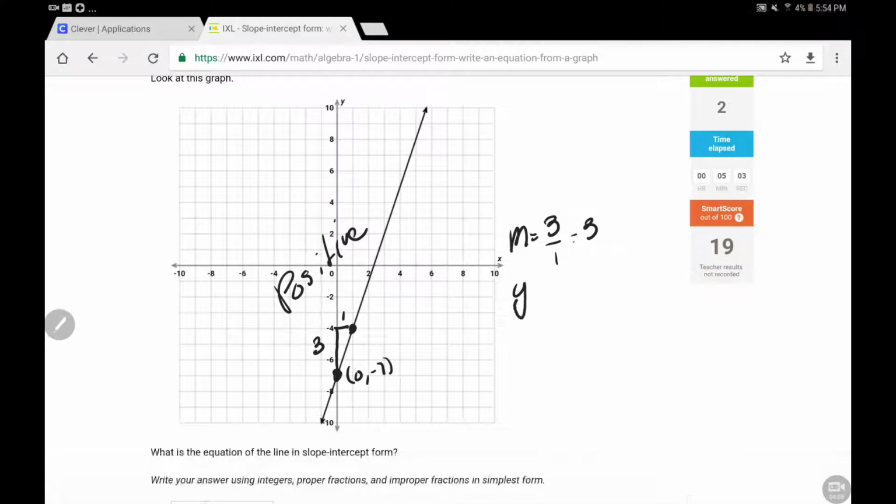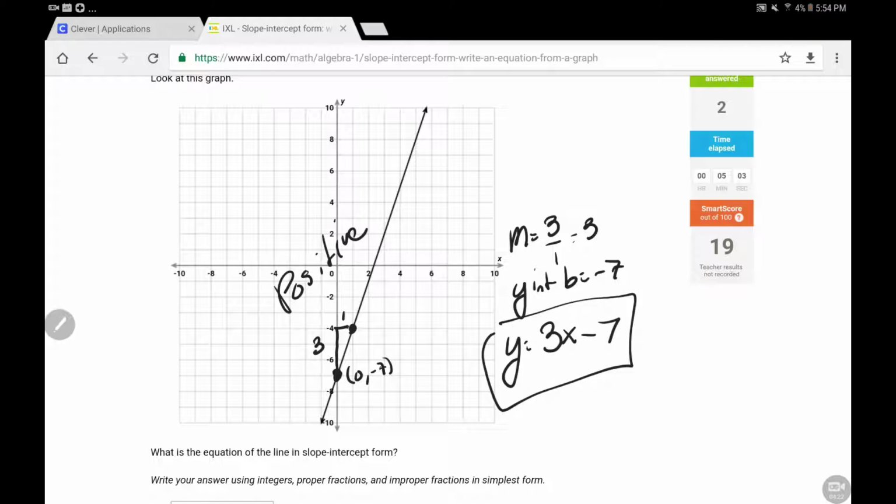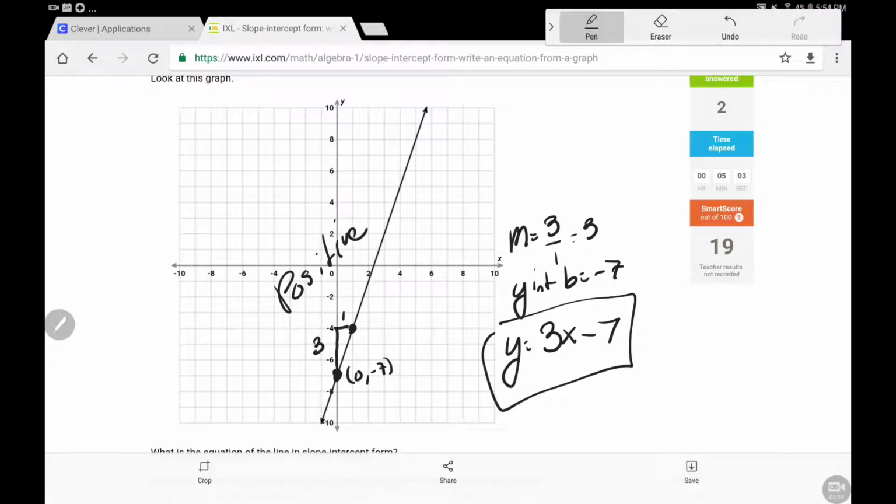And then the y-intercept, b is -7. Put a line through that so it doesn't confuse. So y equals 3x minus 7. And that's your final answer. So find those two things, and that's all it is.